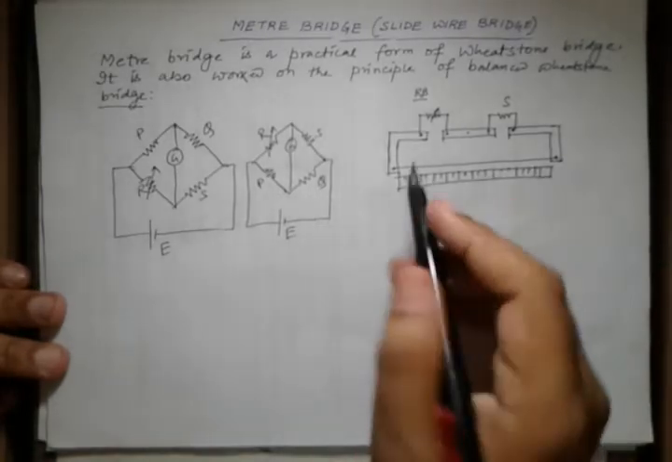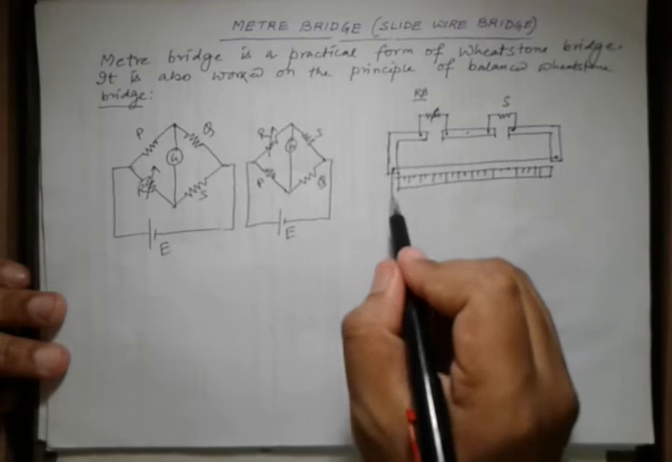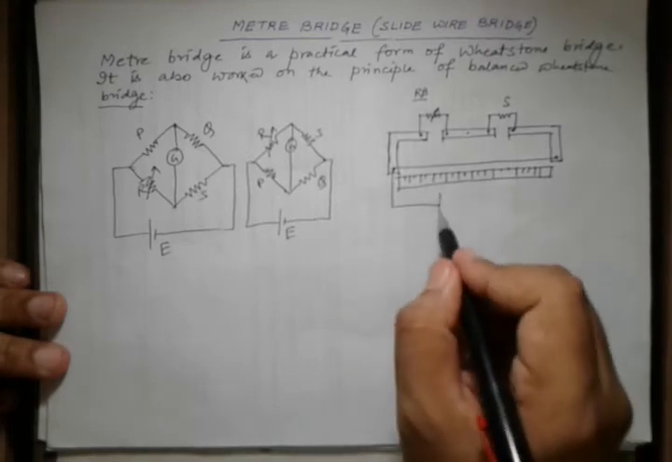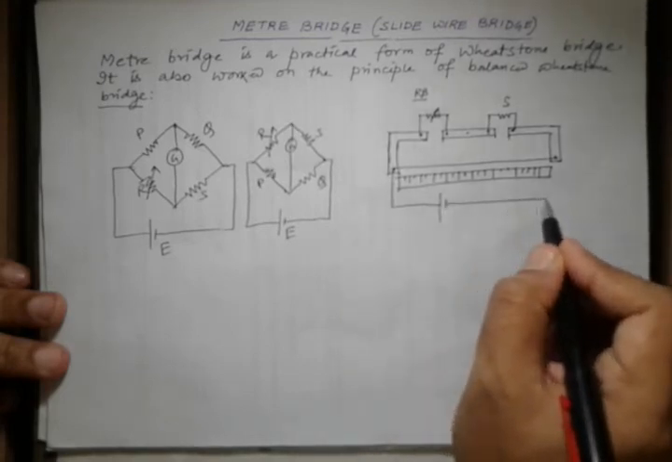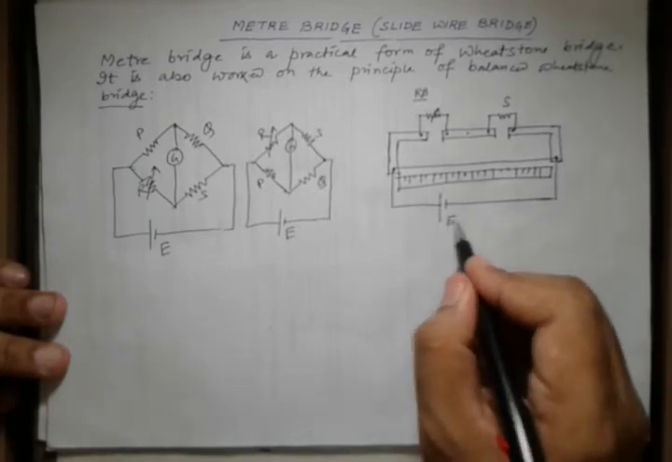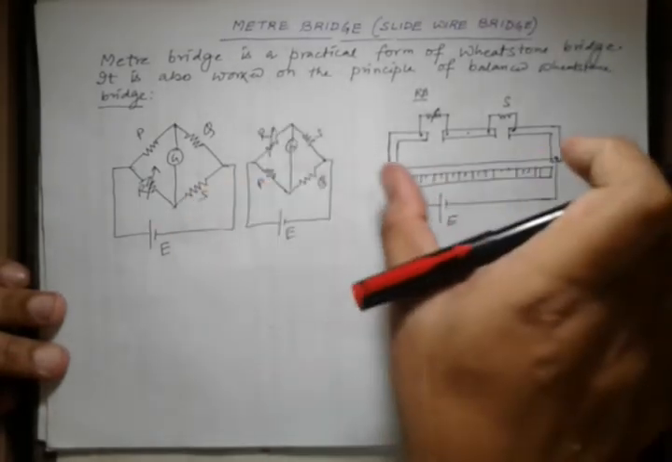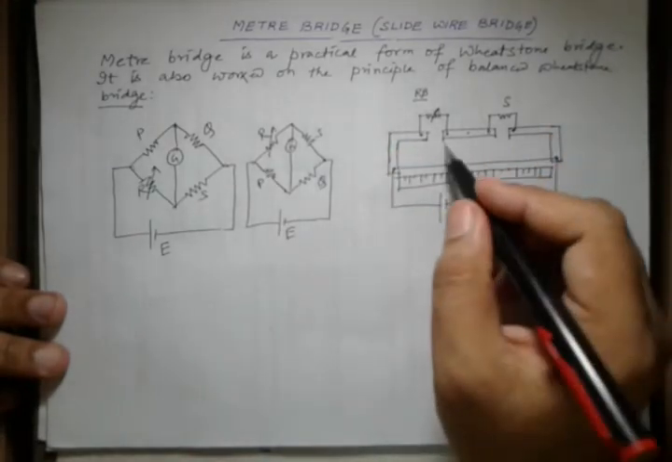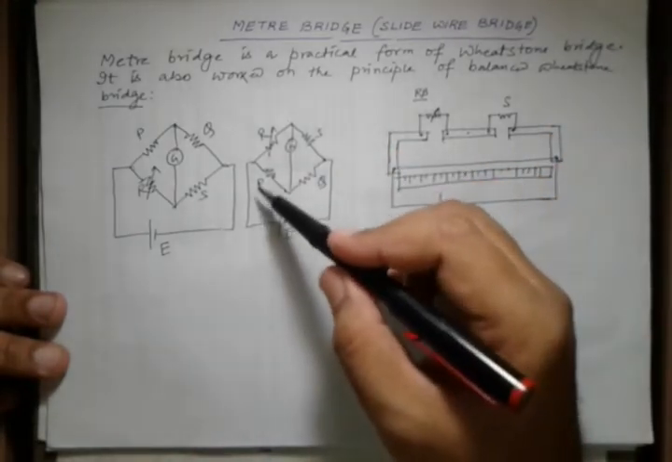Meter scale, a 1 meter scale is there. Now, in this part, a battery is connected. This is your EMF E. This part has come to here, and P and Q have come to here. Now, I have never told you where P is and where Q is.